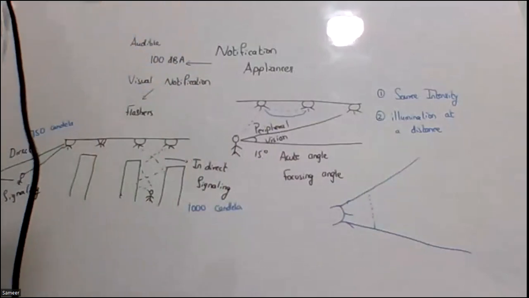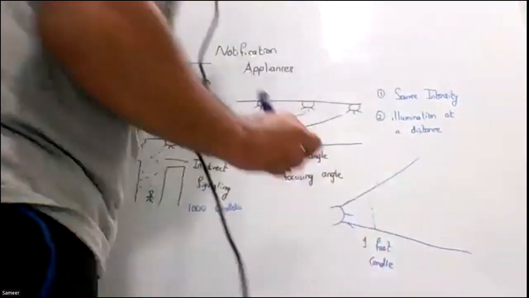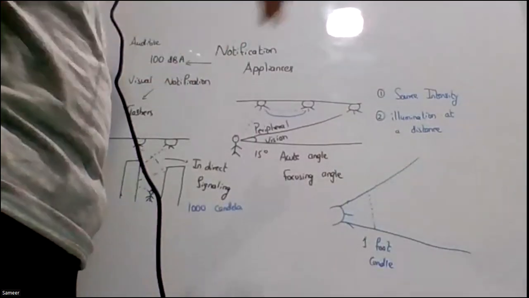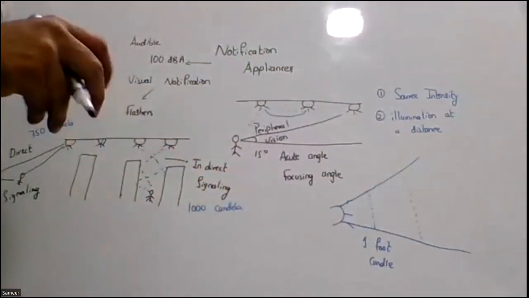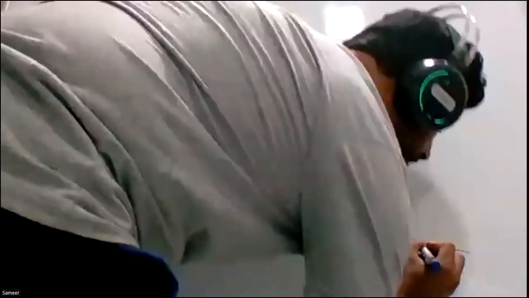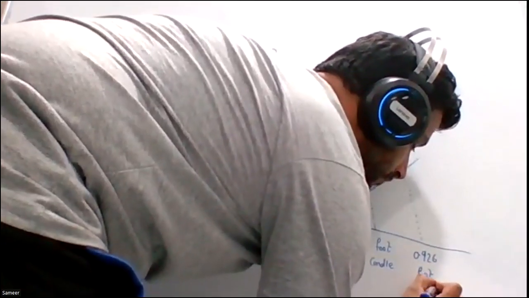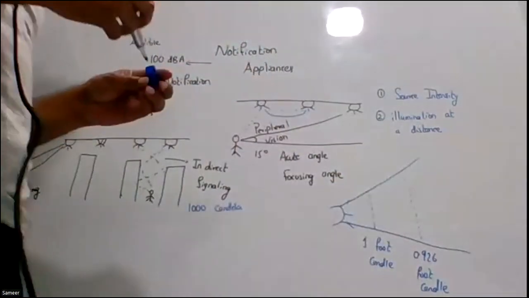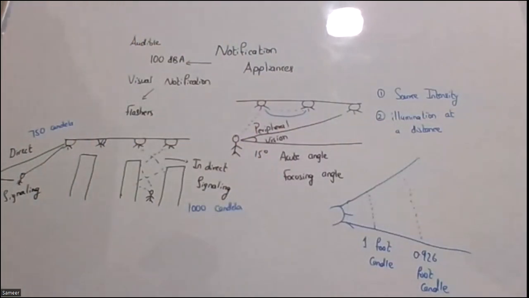Like for example, if at one point here it's 1 foot candle, and then I want to measure it at a specific distance, maybe increasing the distance by 1 square foot, what will happen? The illumination will be reduced to 0.926. So illumination at a distance from a source will always gradually reduce its intensity. That is why we usually say that the more the distance, the more the intensity can be affected.